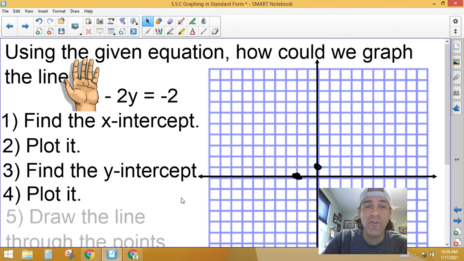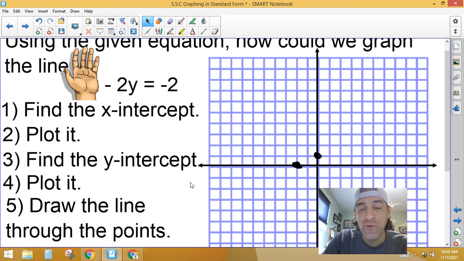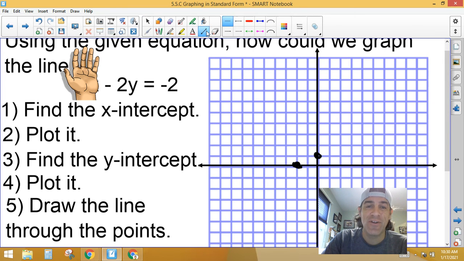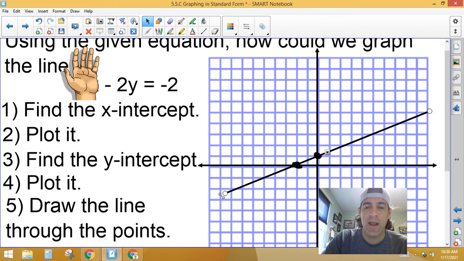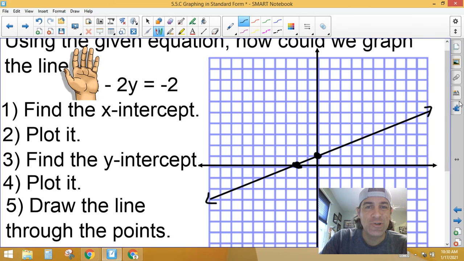Next, I'm going to draw the line that goes through the points. Get my straight line tool. I like to plot these two, and then I get my arrow and stretch this line out the best that I can. I draw arrows on the end, and there I have it. So to graph a line in standard form, you find the x and y intercept, which we worked on last lesson. We plot them, we draw a line through them. That's it.